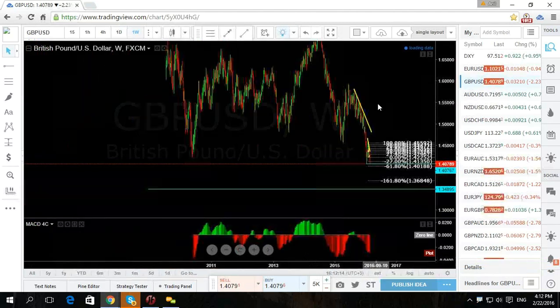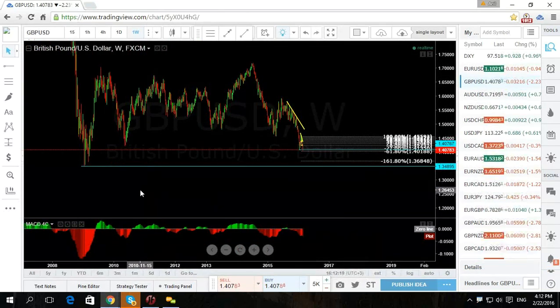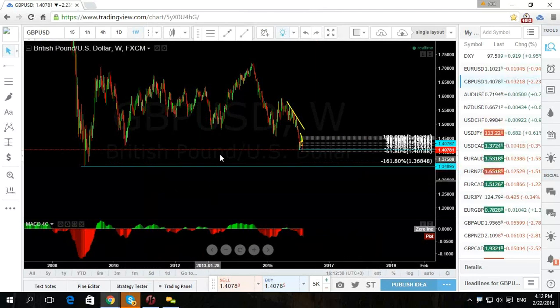Let me just bring it up to you. We were anticipating a break of this low. What I thought they were going to do, I thought they were going to bring it back to the trend line and then go for that one, right? A deeper correction, then go. And they didn't do that. They actually made a very shallow correction.